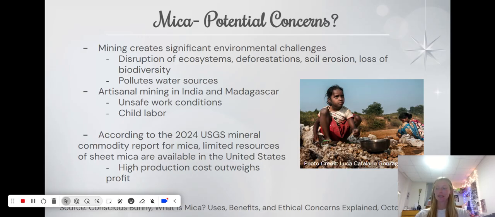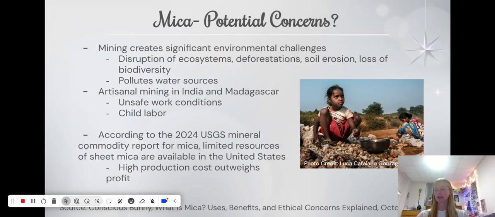The distinct properties of mica have made it a desirable component for many products, and it plays a crucial role in many industries. However, as with most types of mining, the mining of mica creates significant environmental challenges, including the disruption of ecosystems, deforestation, soil erosion, and the loss of biodiversity. Additionally, the process of mining often pollutes water sources. All these effects have adverse impacts on both animal and human populations in an area.